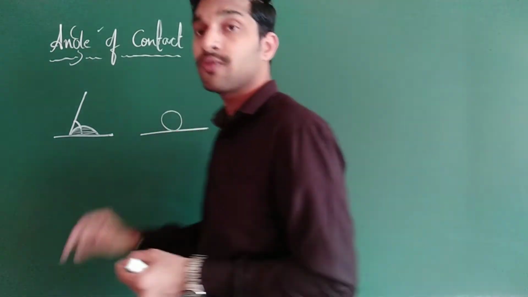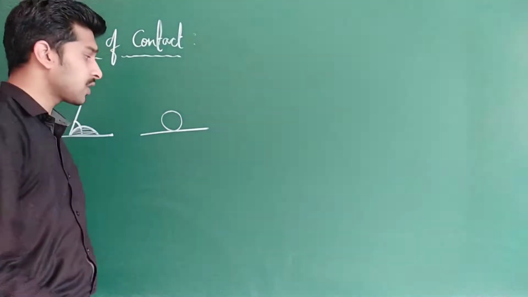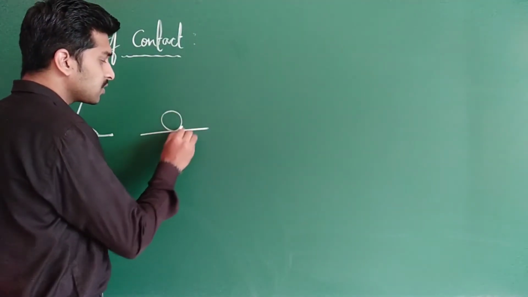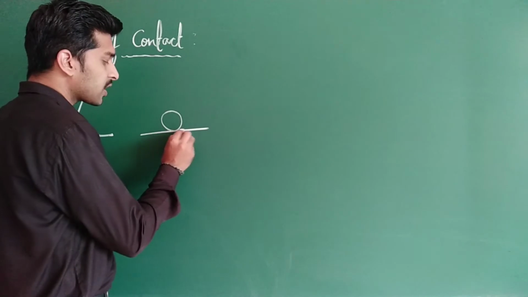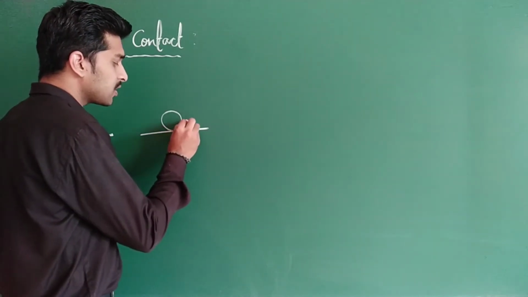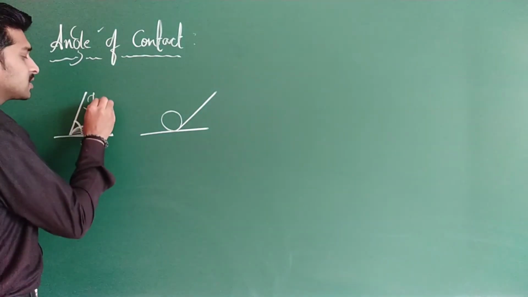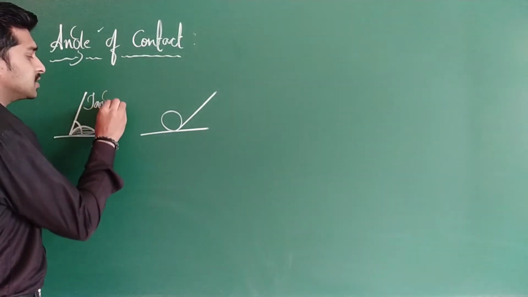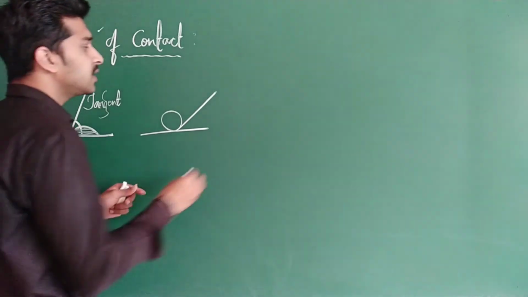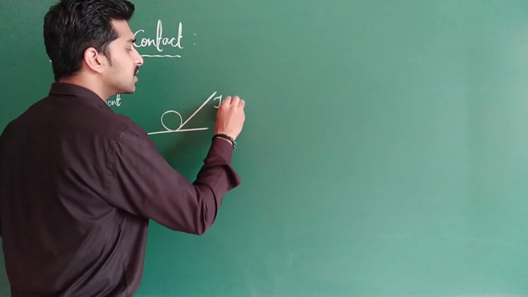So in this case, if I want to draw the tangent, how can I draw it? Can you just imagine? First, this is the liquid surface, in contact with this solid surface. At this point, I can draw the tangent. This is nothing but the tangent. I will mention here, this is the tangent. Here, this is the tangent.